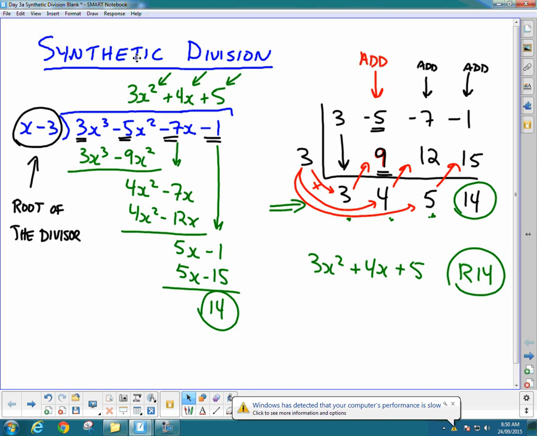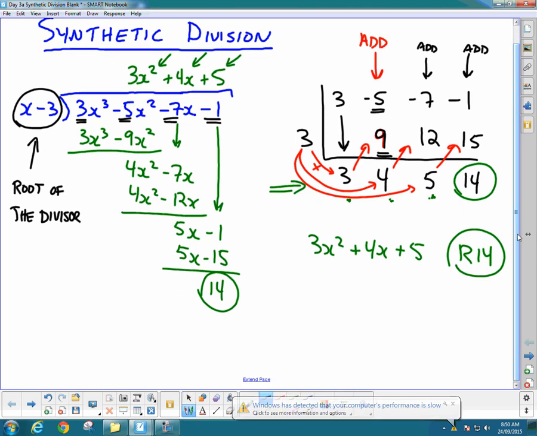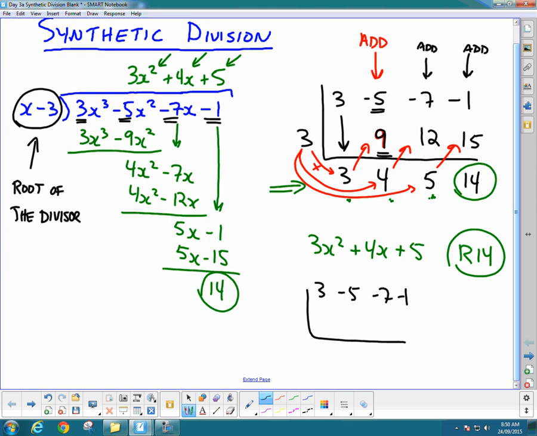Now that took some time because as I was explaining, I had to walk through this really quickly to explain all the steps. But in reality, this is a much quicker method. So if I was actually doing this, knowing all the steps, I could write down the coefficients, 3, negative 5, negative 7, negative 1. The root is 3, so I just do this, bring down the 3, multiply is 9, add is 4, multiply is 12, add is 5, multiply is 15, add is 14. There's the remainder, and the answer is 3x squared plus 4x plus 5, remainder 14. And it's really quick.